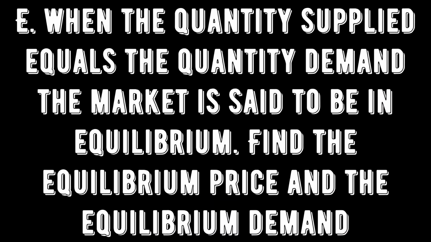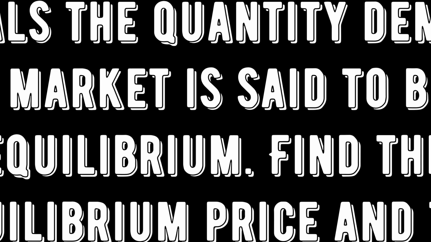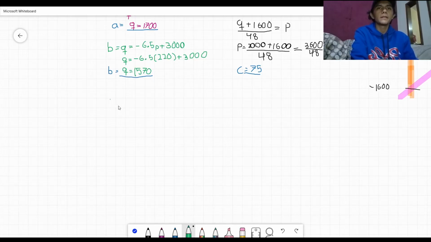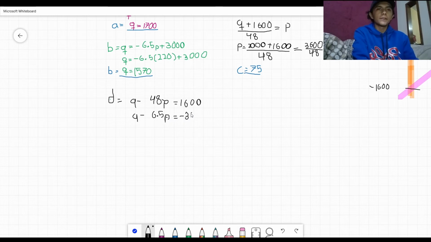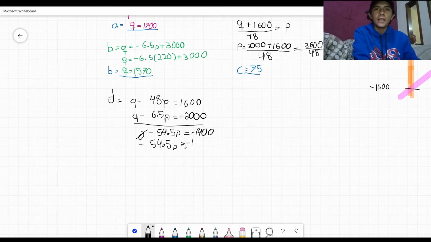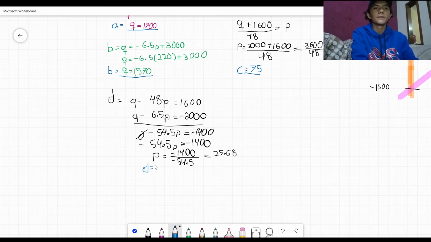In subquestion E, it indicates that when the quantity supplied equals the demand, the market is said to be in equilibrium. The equilibrium point is where the two lines intersect. The demand and supply lines pass through that point, and the balance point is the middle of the two lines, which has the coordinates 25.78. That is the point of balance between supply and demand, where everyone is willing to buy.